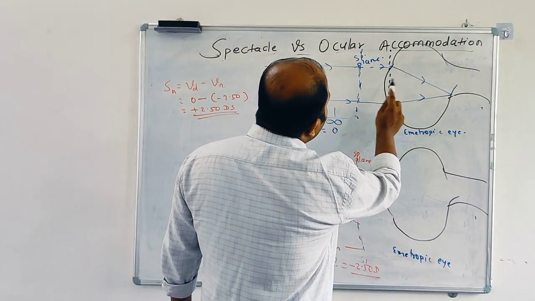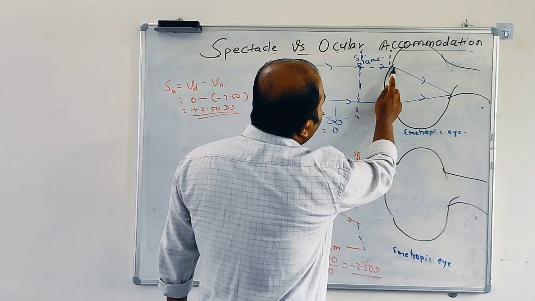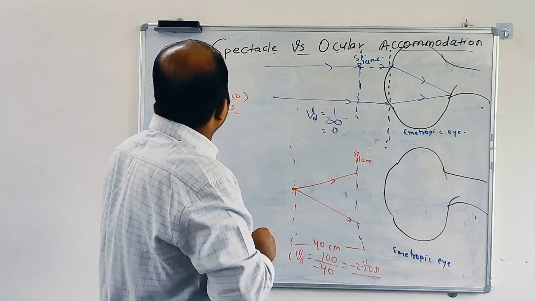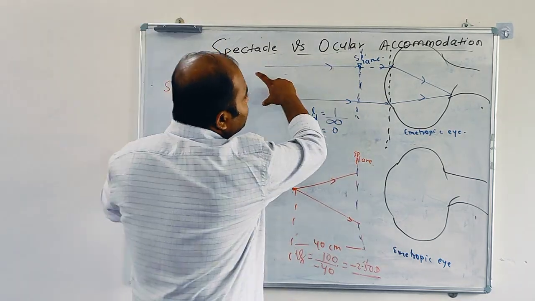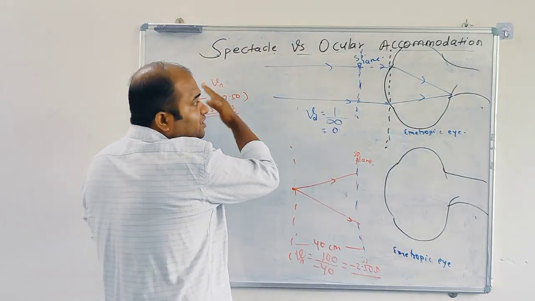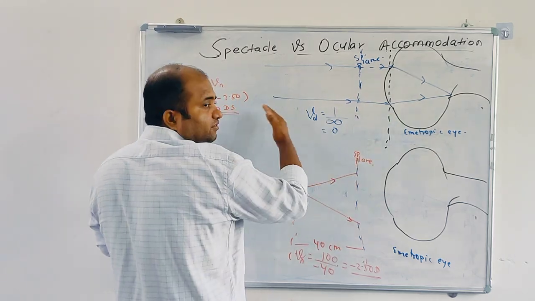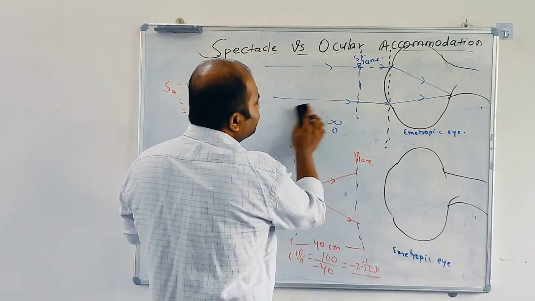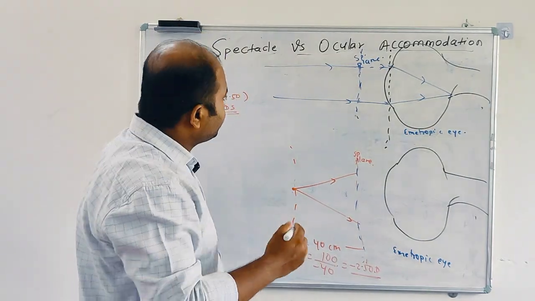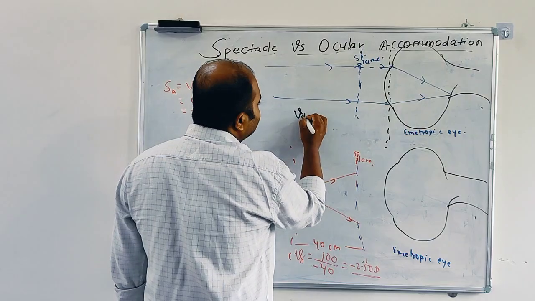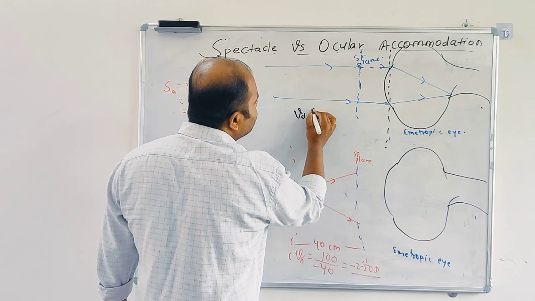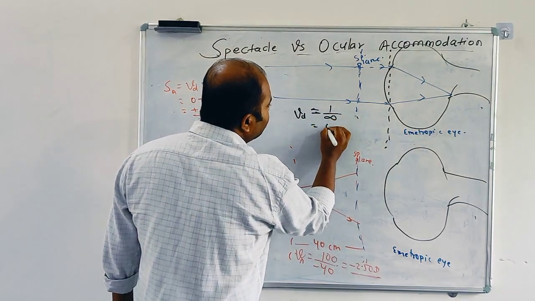Now see, the parallel ray of light is striking at this plane, the principal plane. So how much will the vergence of light be? As the light is coming from infinity, the distance is infinity, right? If you take the reciprocal of that distance, you will get the vergence at this plane. From the principal plane to infinity, the distance is infinity, and the reciprocal of infinity is 0.